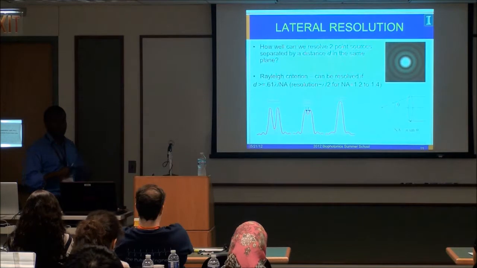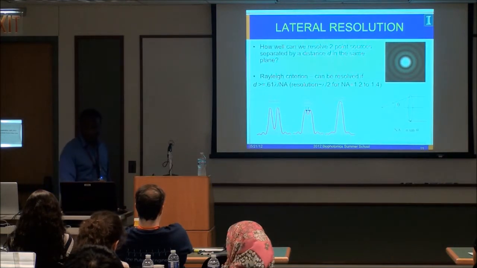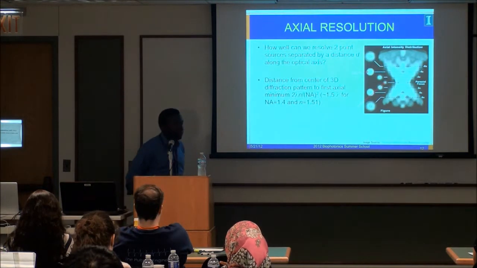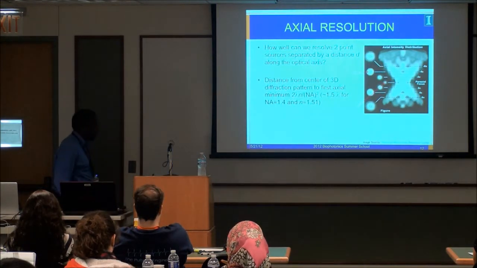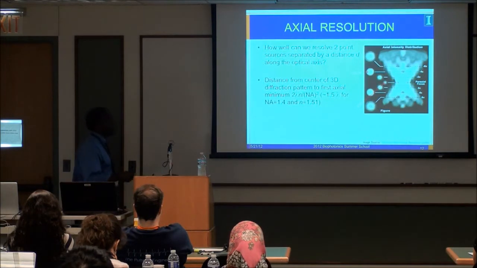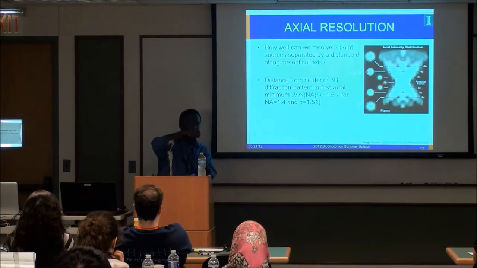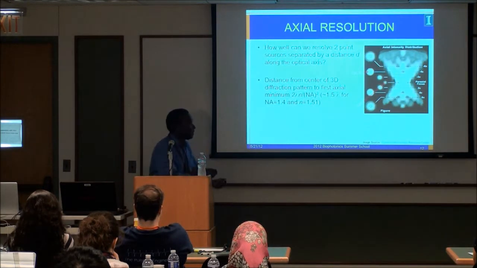One can think of the resolution along the transverse direction. One can also think of the resolution along the axial direction. And in short, this picture here connotes that it's the same idea. How well can I separate out two point emitters separated by a certain distance? Now the question is, well, what's that distance?